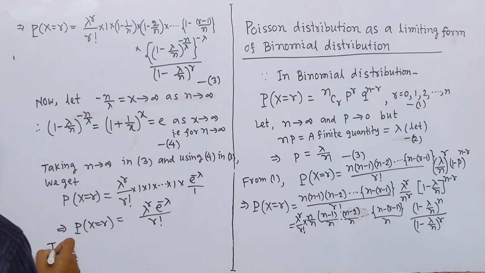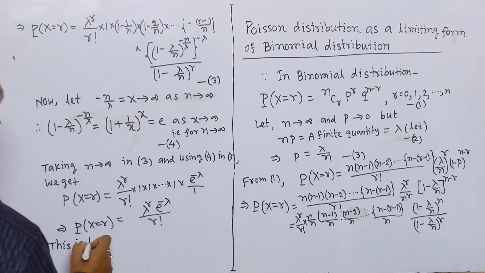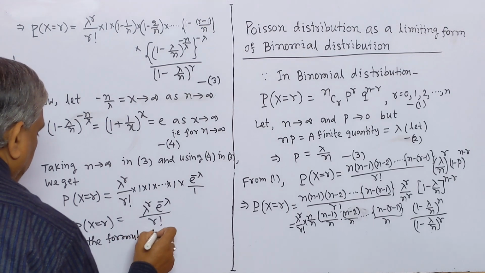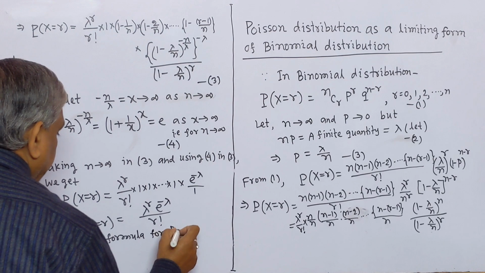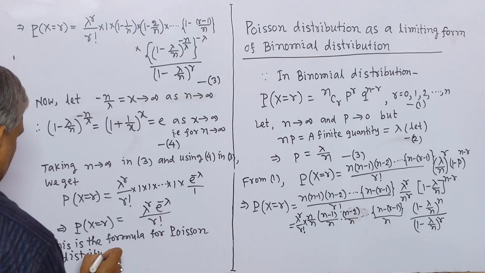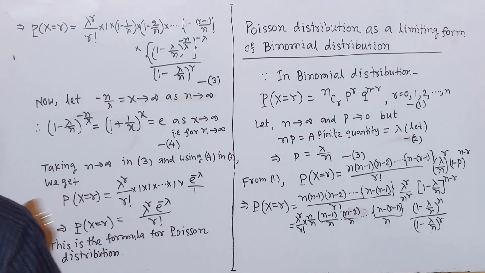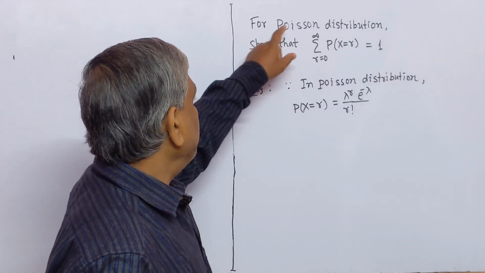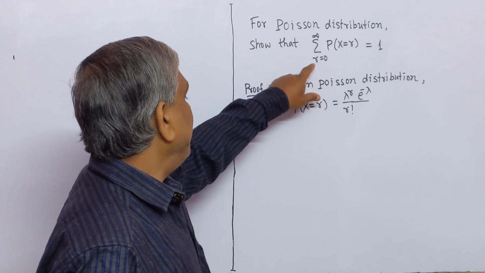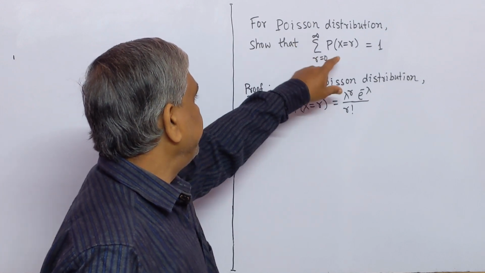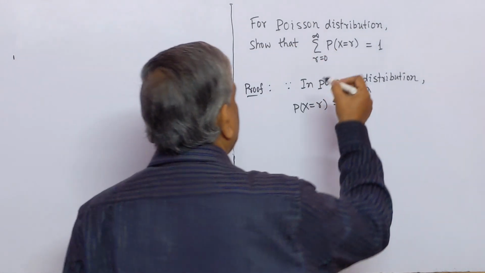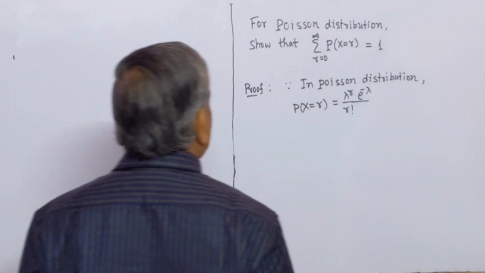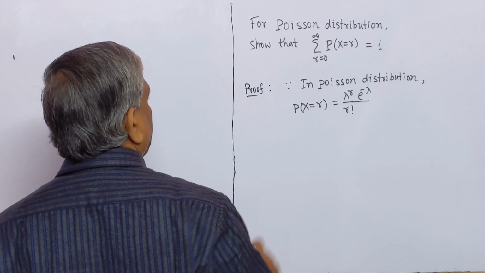This is the formula for Poisson distribution. Now we will show for Poisson distribution that the sum over r equal to 0 to infinity of the probability of random variable X equal to r is equal to 1. Now we prove this.